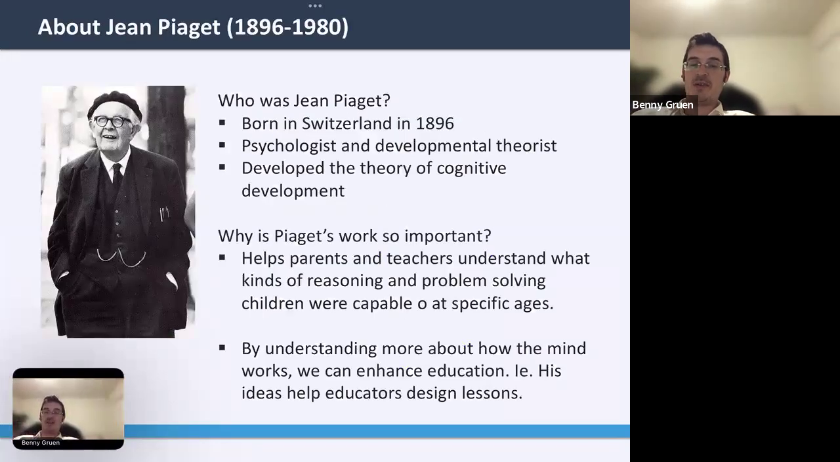So here's a very famous picture of Jean Piaget. You can see he's quite old already in this picture. Who was he? He was a psychologist in Switzerland. Born in 1896, died in 1980, so he lived 84 years, decently long life. And he's very famous for developing his theory of cognitive development. And we'll get more into that as we go along.